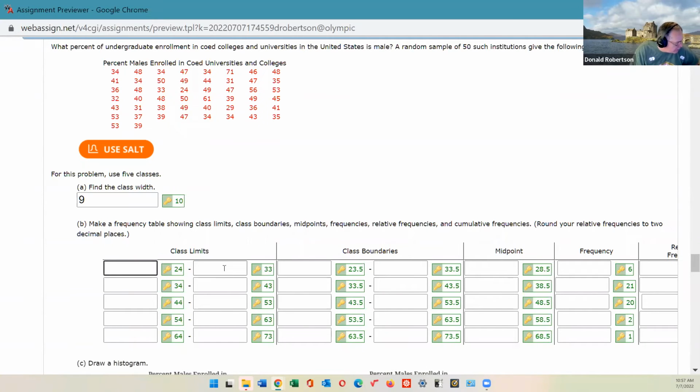And this first class interval, this first class boundary, has a midpoint at 28.5. How do you get a midpoint for that first row? Do you add the 2 and then divide by 2? Yep. Now, if you add 24 and 33 together, and then divide the answer by 2, you get 28.5.